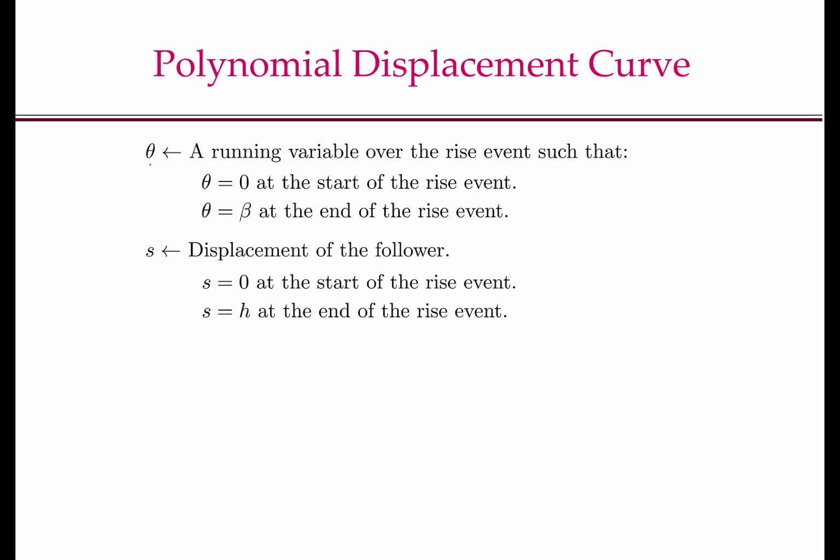We define a variable theta, which is a running variable over the rise event, such that theta is equal to 0 at the start of the rise event and theta is equal to beta at the end of the rise event. Let S be the displacement of the follower, S equal to 0 at the start of the rise event and S is equal to H at the end of the rise event.